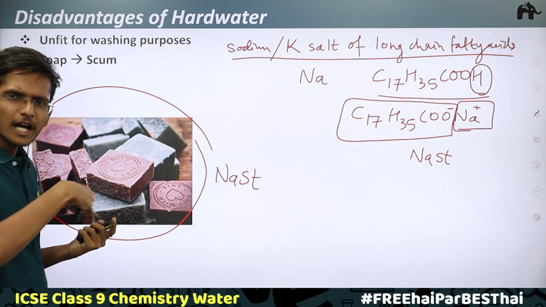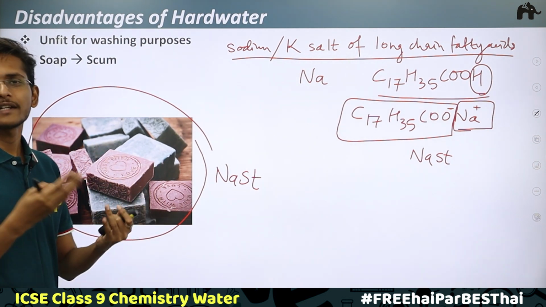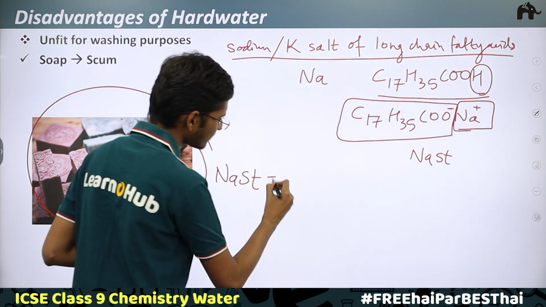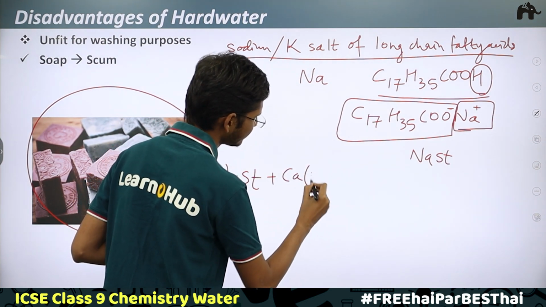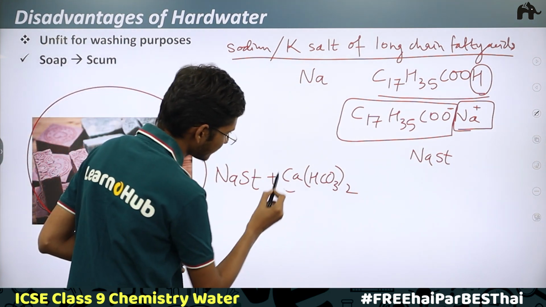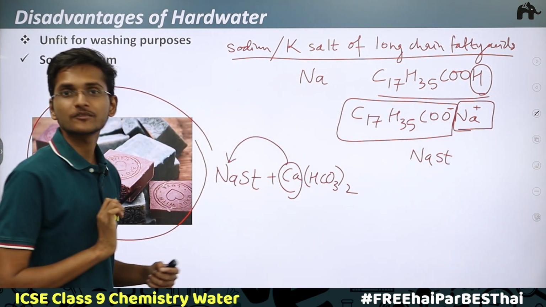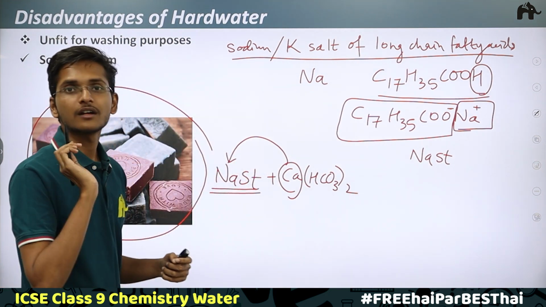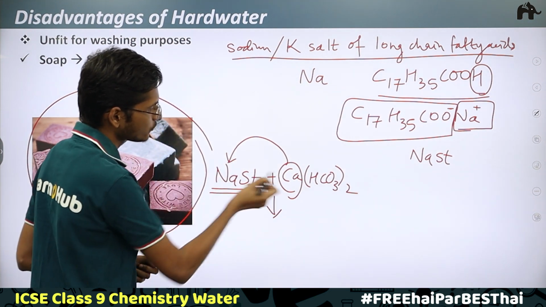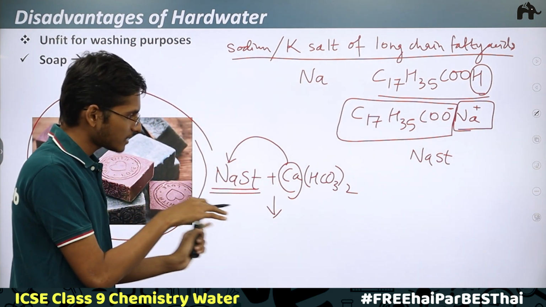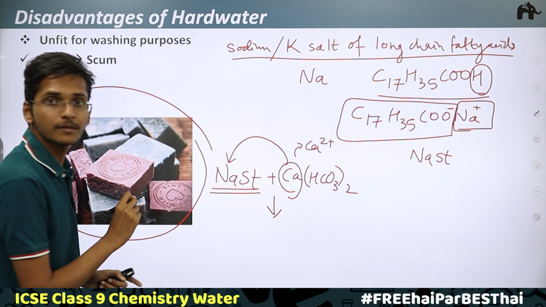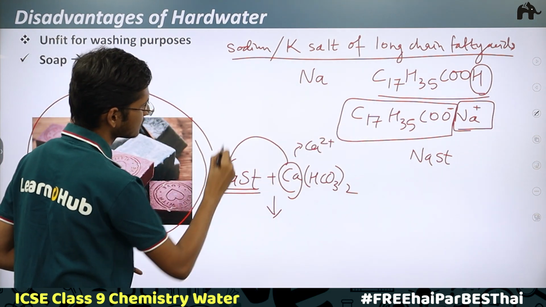Now our hard water has, we all know, calcium hydrogen carbonates and magnesium hydrogen carbonates and whatnot. So now let's take any of the salts. Suppose I'm taking calcium hydrogen carbonate. What they actually do is the calcium replaces the sodium from this sodium stearate. Now what would happen? See, calcium replaces the sodium. Now I'm just writing the reaction product. So see here, the calcium is Ca2 plus. Here our sodium is Na plus, right? Only 1 plus.